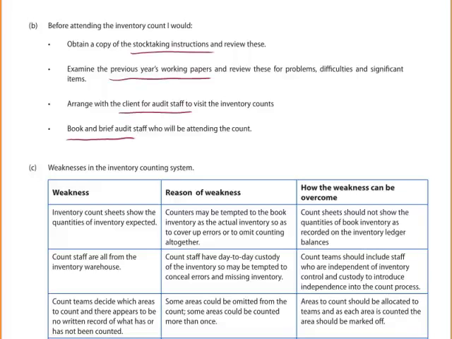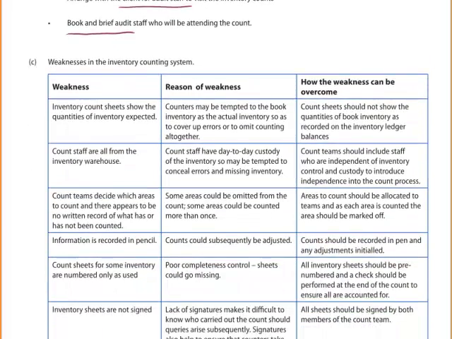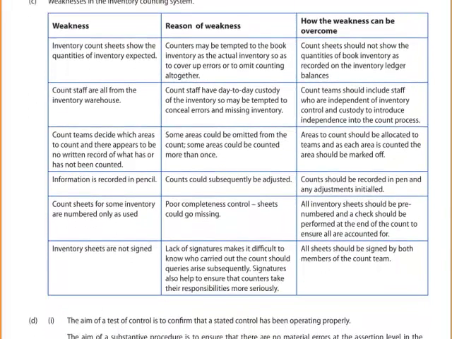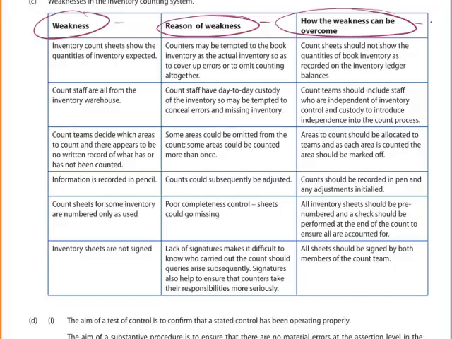Part C was asking about weaknesses that there may be in the stock-taking instructions. It was asking for the weakness, why it's a weakness, and how we'd rectify it. We probably only need 4 particular weaknesses to be explained here. There are 12 marks. There's probably a mark for the weakness, 1 for the reason, and 1 for the rectification of the weakness. We've given 6 here just for the sake of completeness. Really, we've been able to get 1 weakness for each of the 6 paragraphs given in the question. And that's to be expected.